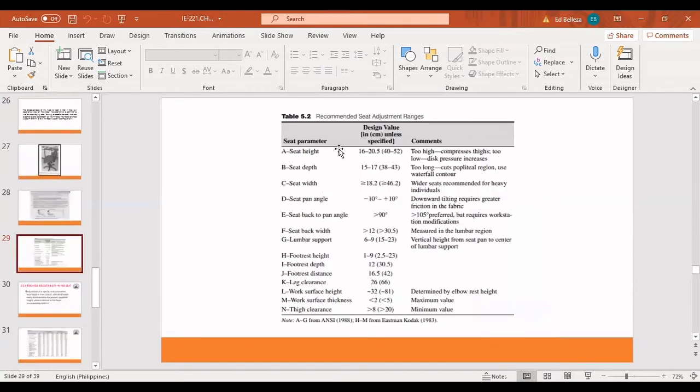This is the recommended seat adjustments in Table 5.2. You can see here that these are the seat parameters: seat height, seat depth, seat width, and so on. And these are the design values in centimeters. For example, let's take seat height, letter A, and it has 16 to 20.5. And the comments would be here: too high, it compresses the thighs; too low, and the pressure increases, and so on.